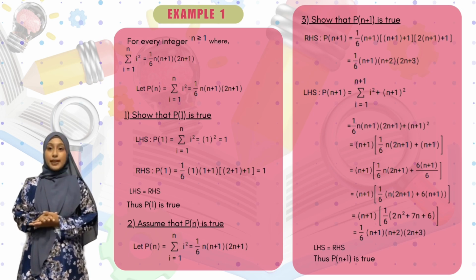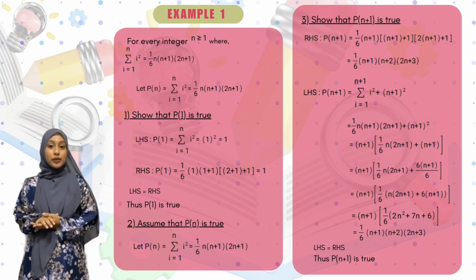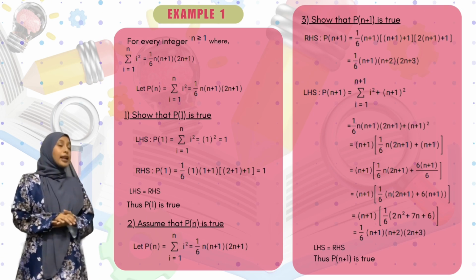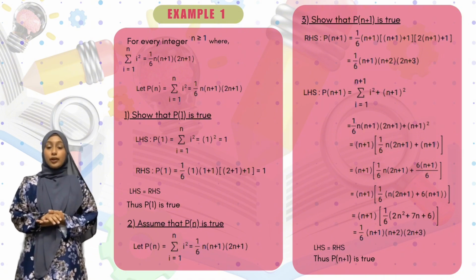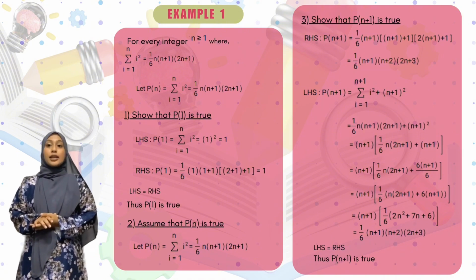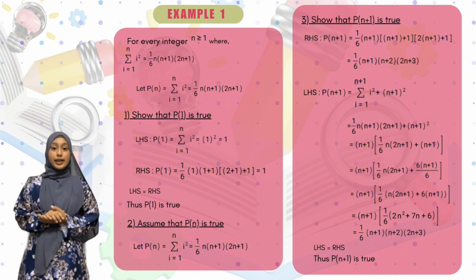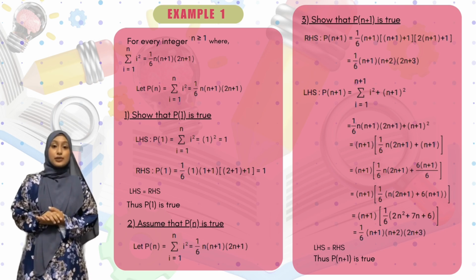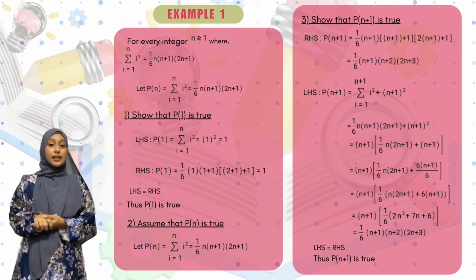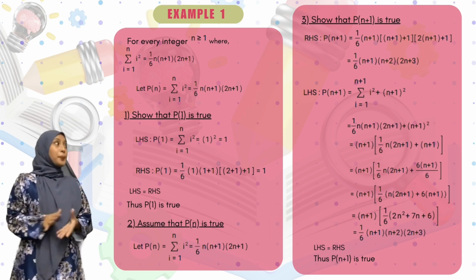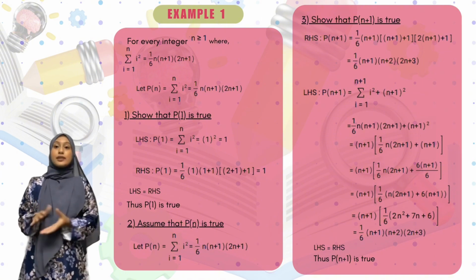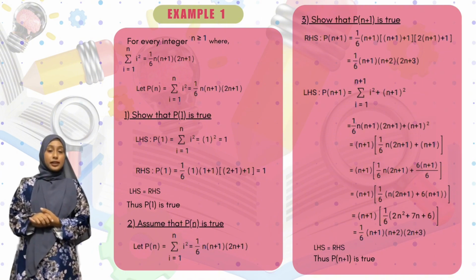First, we check the base case, which is when n equals 1. For the left-hand side, I got 1, and also for the right-hand side, I got 1. Since the left-hand side equals the right-hand side, P1 is true. Step 2, which is the inductive hypothesis. Assume Pn is true. Next, we assume the statement is true for some integer n.